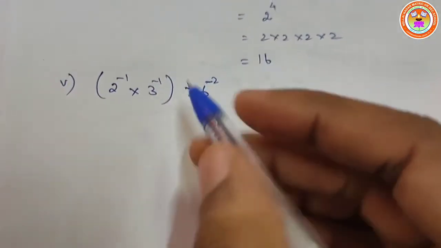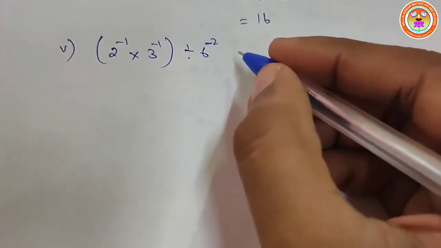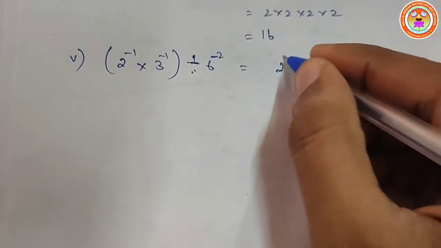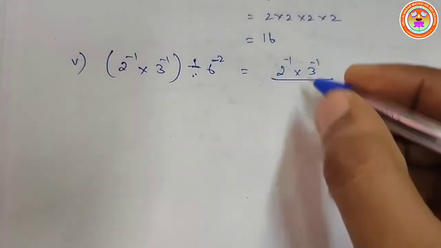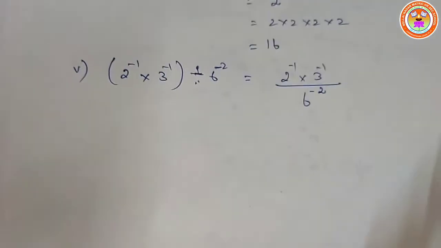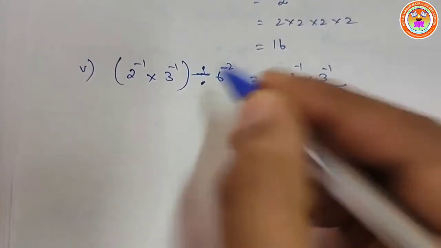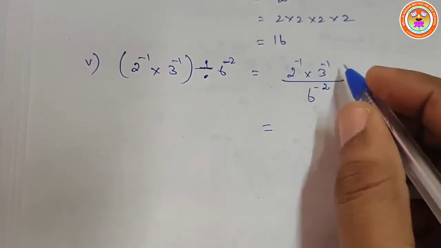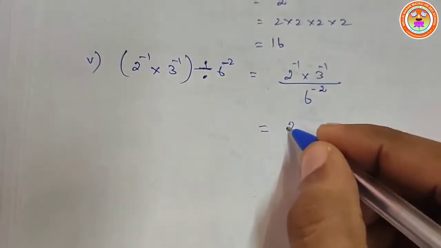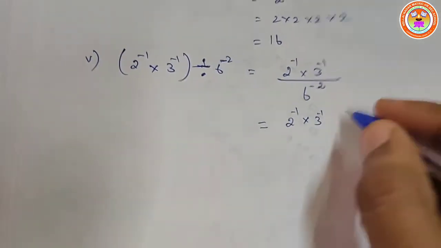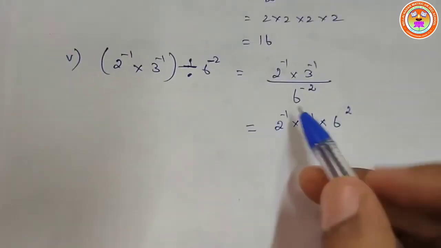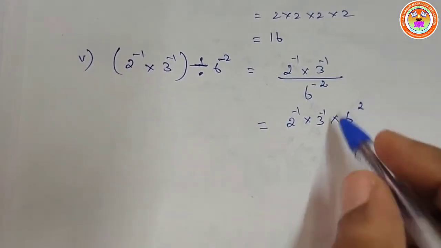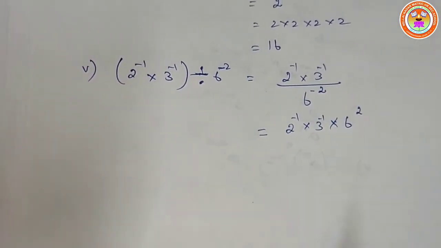The fifth subdivision is 2 power minus 1 into 3 power minus 1 divided by 6 power minus 2. We can write it as 2 power minus 1 into 3 power minus 1 divided by 6 power minus 2. Since this is a division symbol, you have to write it in the denominator. Now this denominator, if you go to the numerator place, the power will become plus. So 2 power minus 1 into 3 power minus 1 into 6 power 2. See, it was in the denominator place. We have taken it from here and put it in the numerator place. So the power will become plus 2.